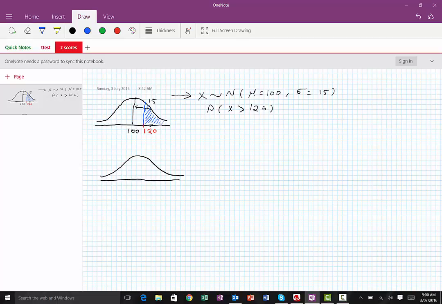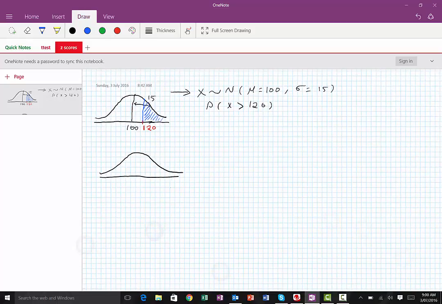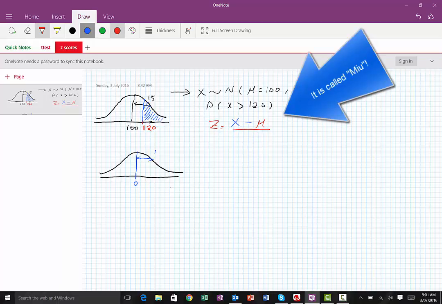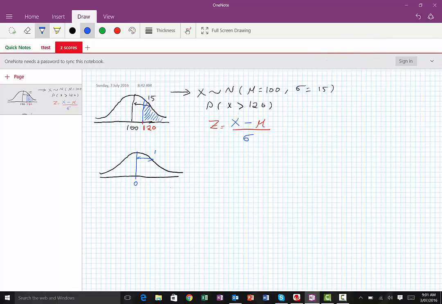So we change it to a z-score. We know that z-scores have a mean of 0 and a standard deviation sigma equal to 1. Now, to transform the 120 to a z-score, we need the formula. So we know that z is equal to the observed value of x minus the population mean, divided by the standard deviation sigma.